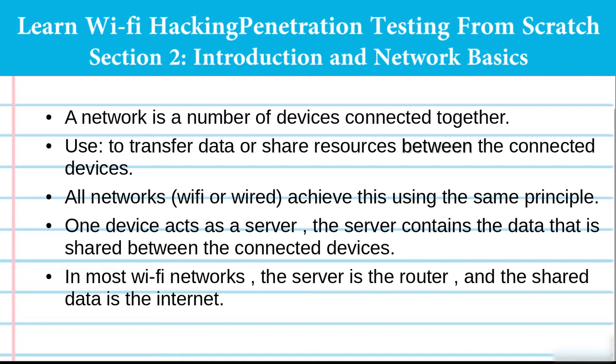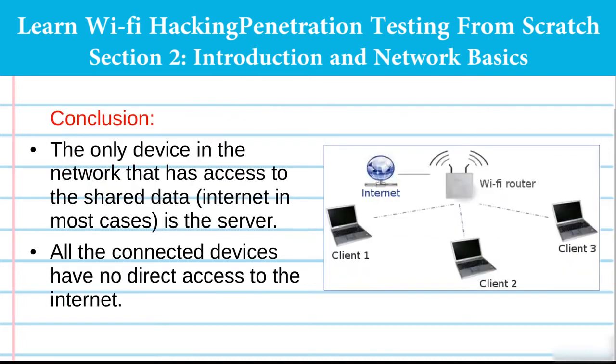So on most Wi-Fi networks, the server is the router, and all devices connect to this router and they access the internet through the router. So all the devices on the network have no direct access to the internet, as we can see in this diagram. The only device in the network that is connected to the internet is the Wi-Fi router. All the other devices, as we can see here, we have client 1 and 2 and 3, they have no access to the internet, but they can access it by connecting to the router.